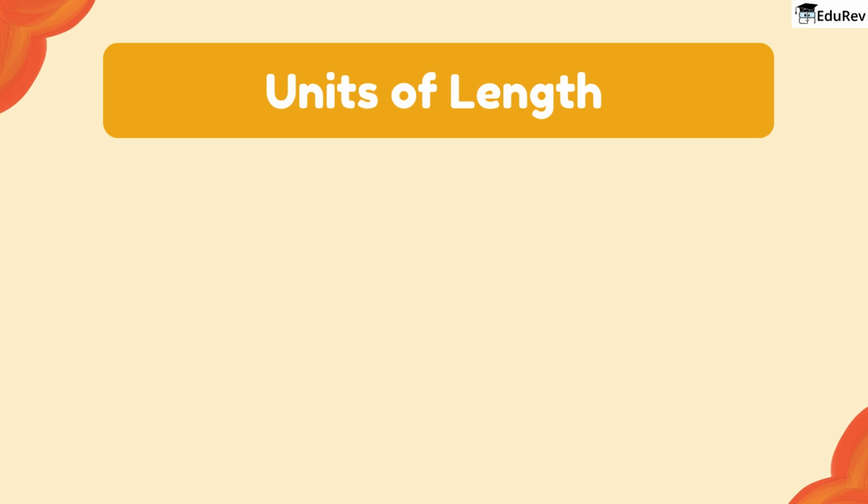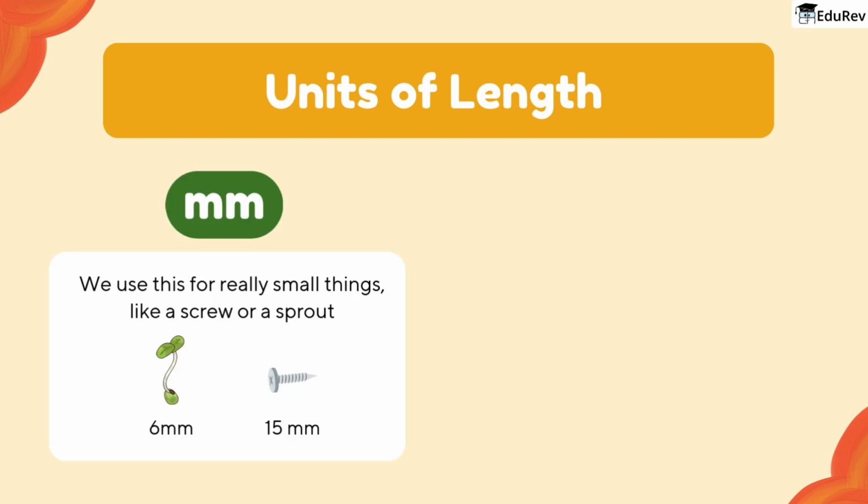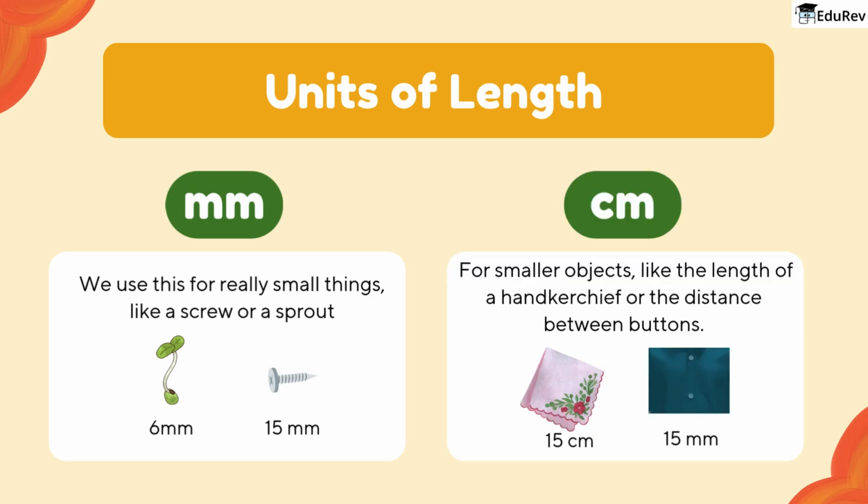Let's start with something simple. What units should we use to measure different things? Millimeters, we use this for really small things like a screw or a sprout. Centimeters, this is perfect for smaller objects like the length of a handkerchief or the distance between buttons.